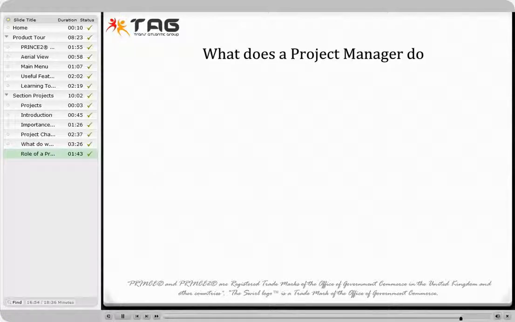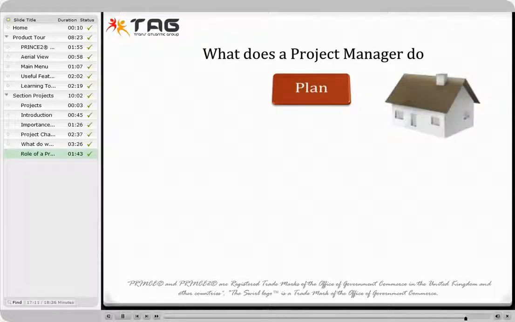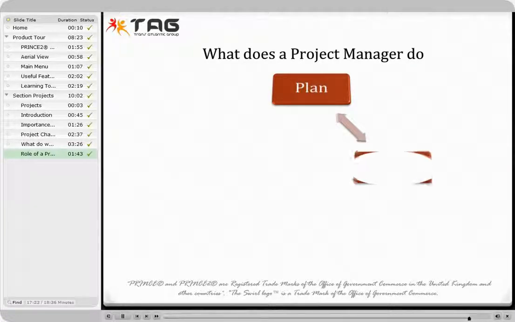We now come to the question of, what does a project manager do? In order to achieve control over anything, there must be a plan. It is the project manager who plans the sequence of activities to build a house. The manager works out how many bricklayers will be required and so on. It may be possible to build a house yourself, but being a manager implies that you will delegate some or all of the work to others.